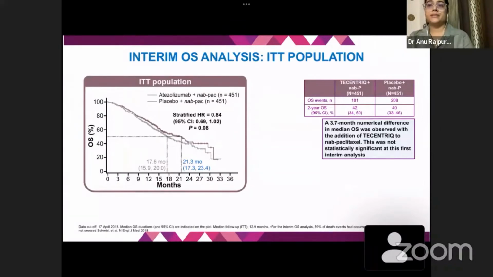Coming to the interim OS analysis in the intent to treat population, we can see both the curves are touching each other. The median OS was 17.6 months in the placebo plus NAPAC arm compared to 21.3 months in the atezolizumab plus NAPAC arm. Though it was not statistically significant at this first interim analysis, it gave a numerically 3.7 month median OS benefit.